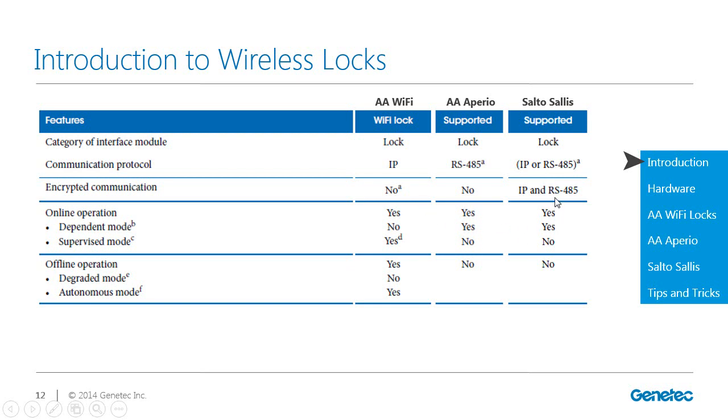Now, this communication can be encrypted for the Salus locks as well. For the Assa Abloy Wi-Fi locks, encryption can be enabled between the lock and the network router, but there is no encryption available on the Aperio locks.